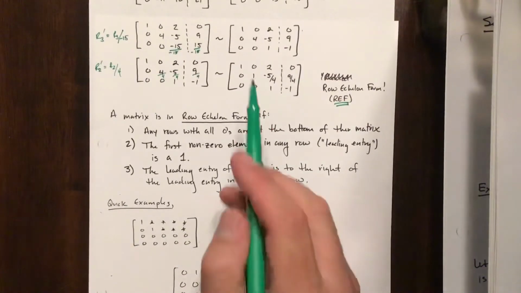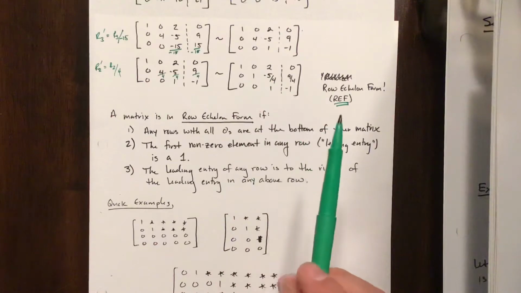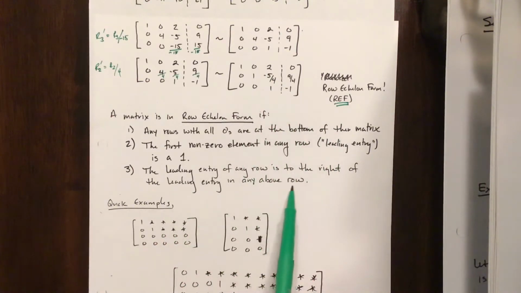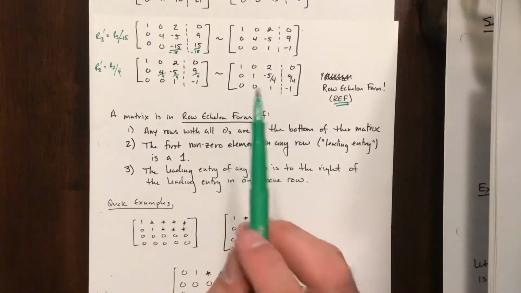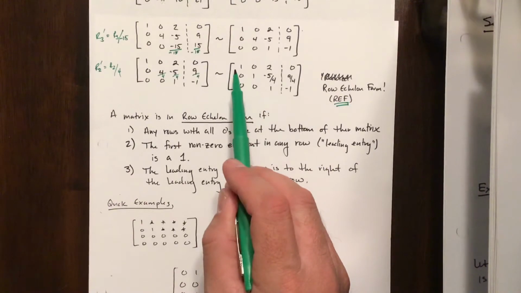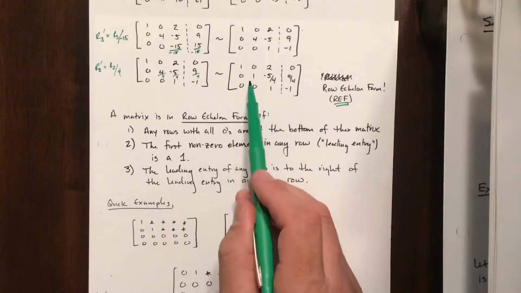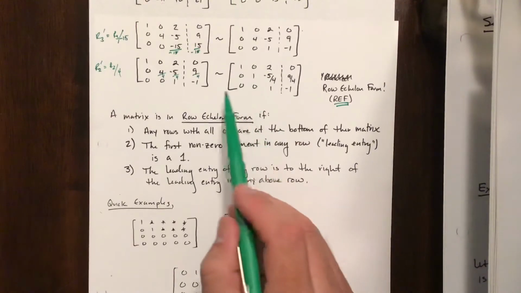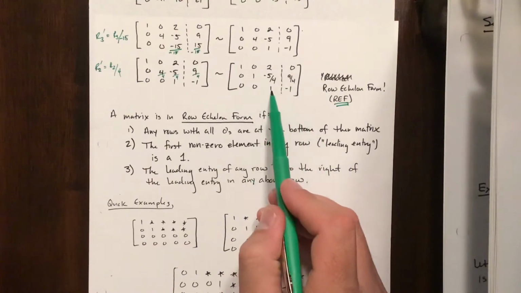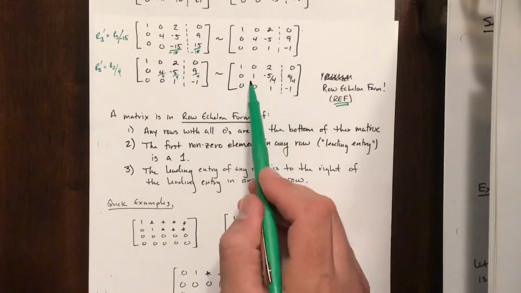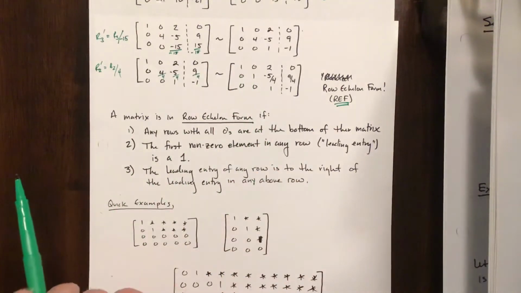So the leading entry of any row is to the right of the leading entry in any row above. You can't compare row 1 to any row above it because there's no row above row 1. So let's look at row 2. The leading entry is in the second column, and that is to the right of the leading entry above it. In row 3, the leading entry is in column 3, and it's to the right of the leading entry in column 2 and in column 1. So condition number 3 is met.